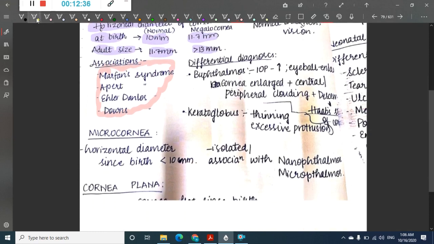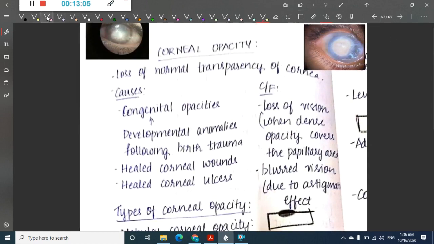Okay, next we have microcornea. So what is microcornea? In microcornea, the diameter is less. The horizontal diameter at birth, if it is less than 10 millimeters, is called microcornea. This microcornea is associated mainly with nanophthalmos and microphthalmos. That is, the cornea is small, and sometimes it is associated with a smaller eye. Okay, so that is microphthalmos. So this is microcornea. Then we have to learn some points about corneal opacity.